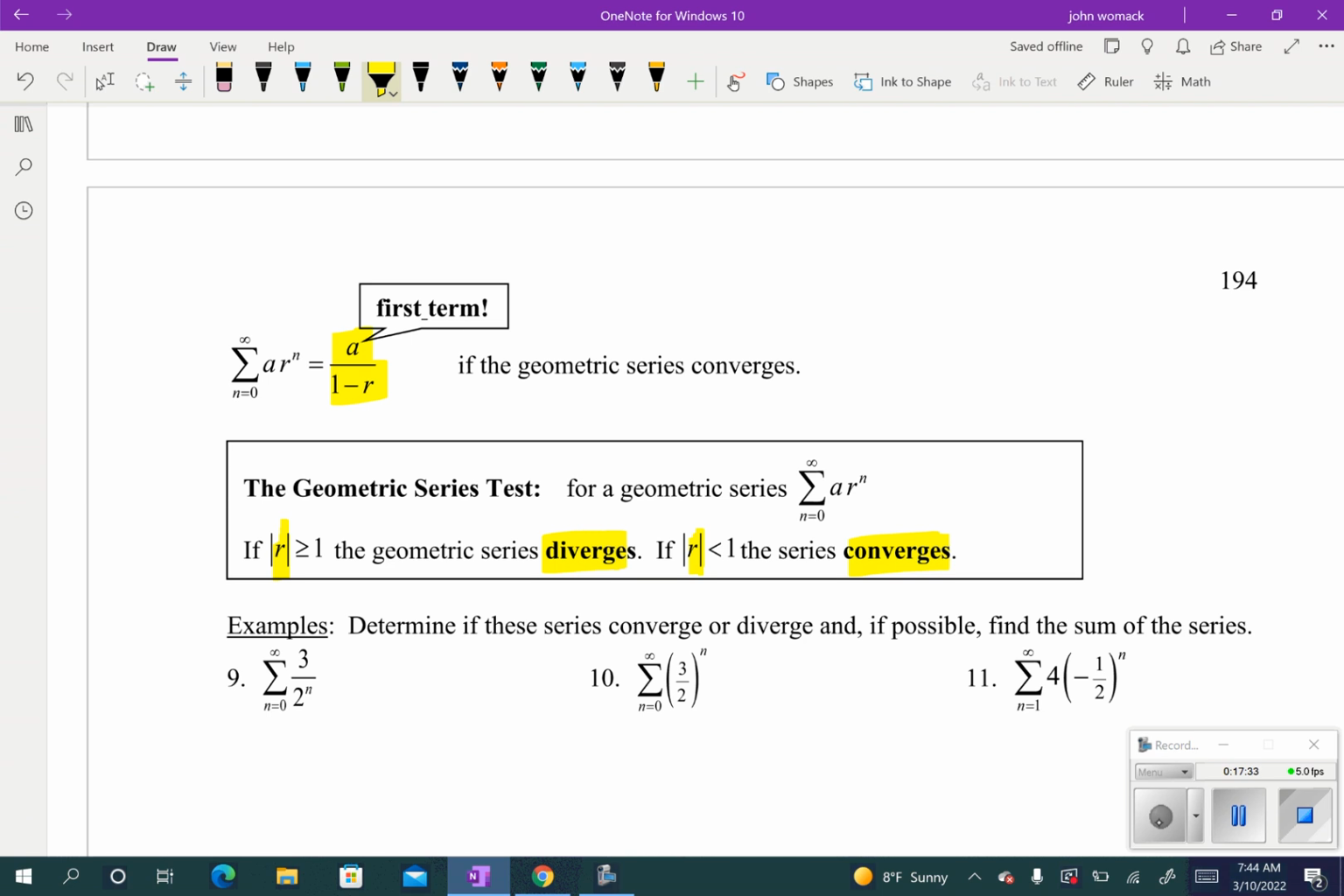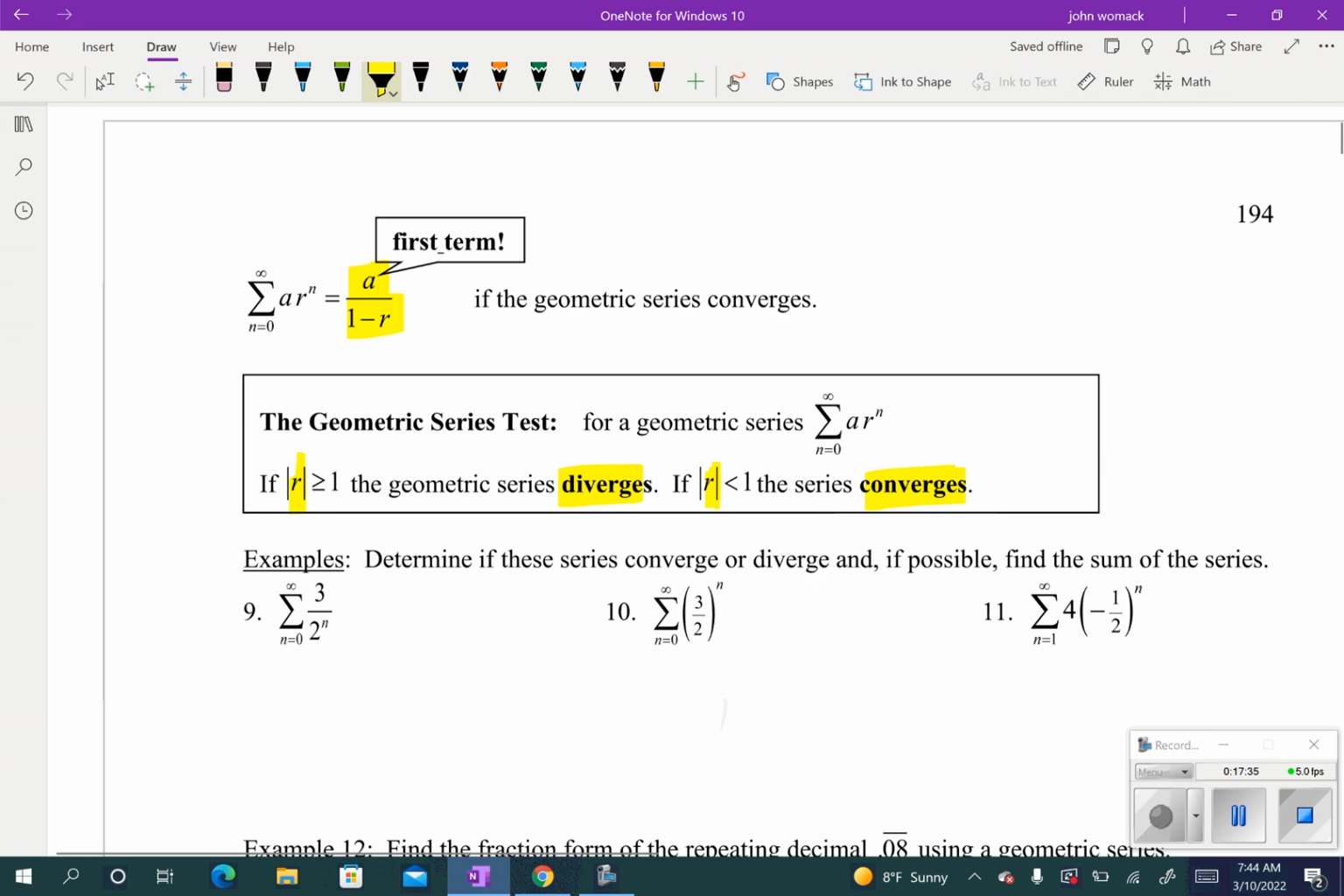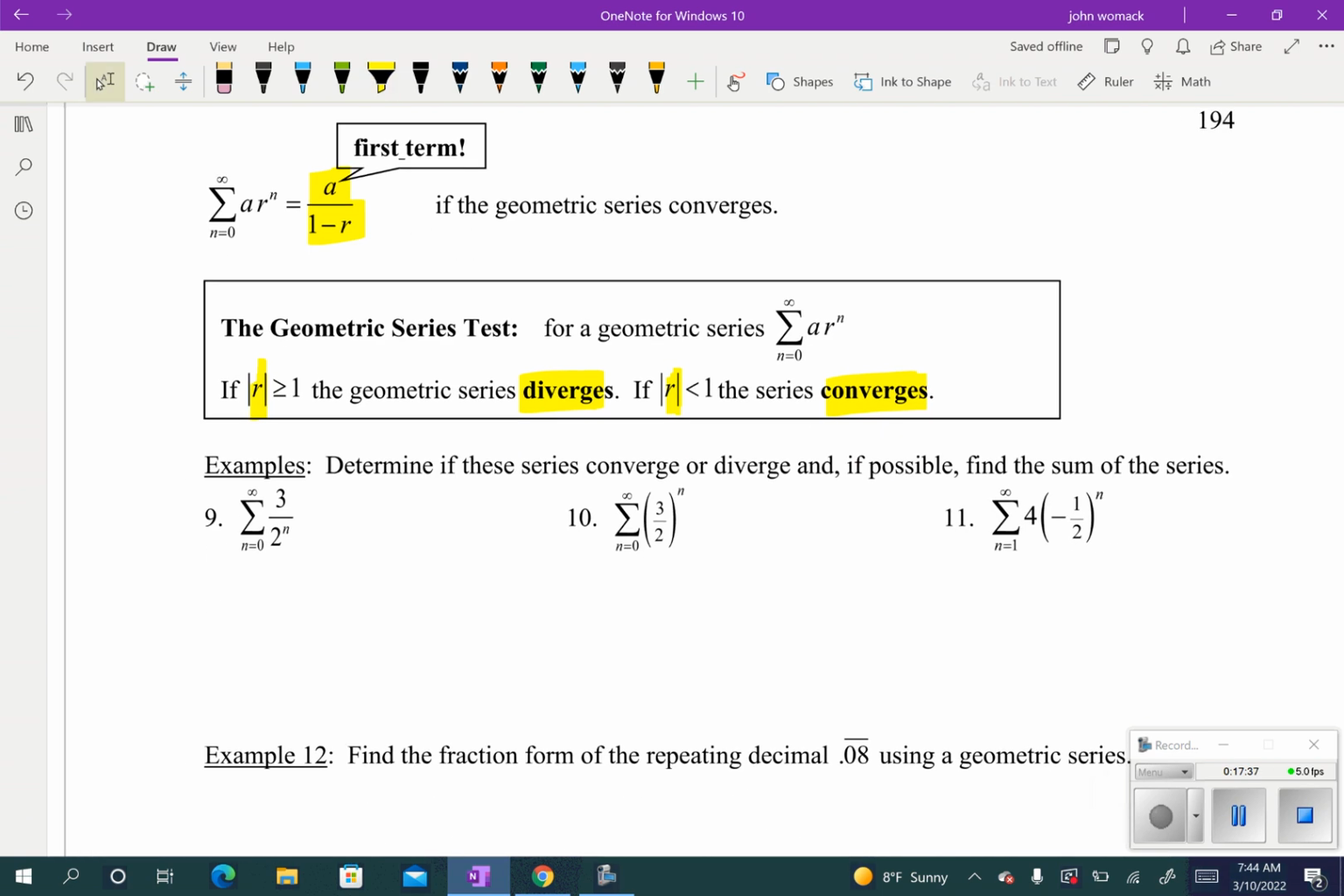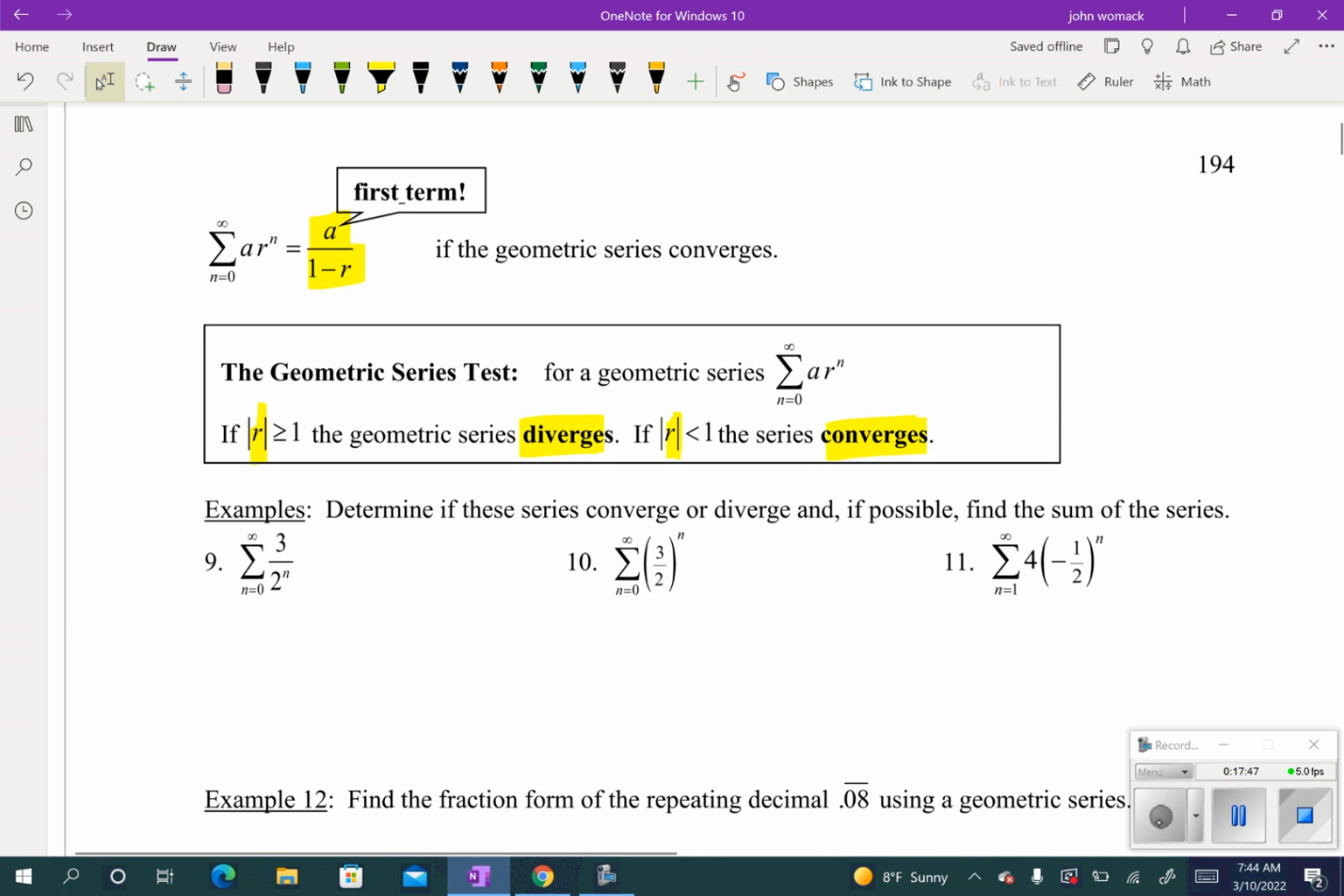Let's look at some examples. This one says determine if the series converges or diverges. If possible, find the sum of the series. This one is a little bit tricky because it's hard to see what the common ratio is, but you could rewrite it this way. This is the same thing as a half to the nth times 3, or 3 times a half to the nth.